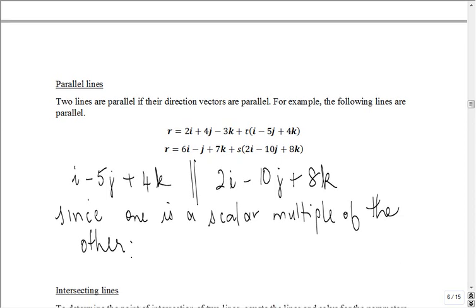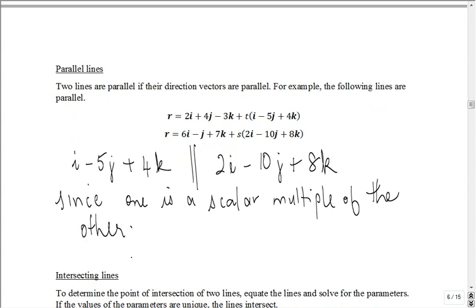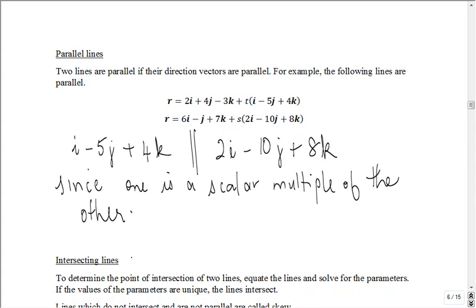Okay, intersecting lines. Now, go back to 2 dimensions. How do you find the point of intersection of two lines? What did you do normally? You put them equal to each other and you solve, right? So that's exactly what we're going to do here. But here you're going to solve for parameters. But the thing about this is that we now have 3 equations to solve. All right, so how do you do that?